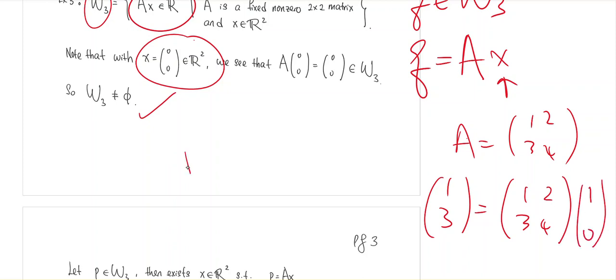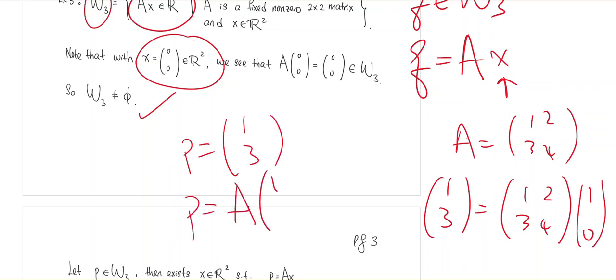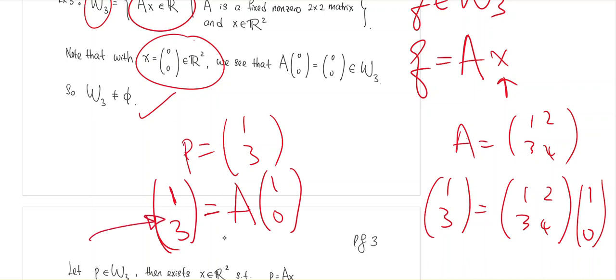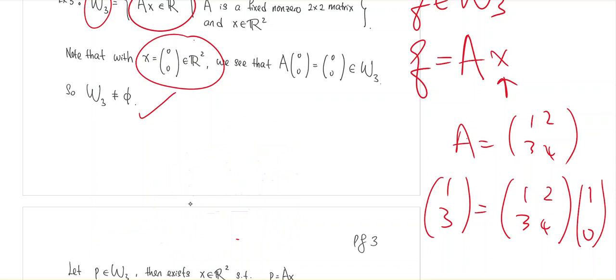So if you say that P is (1, 3), then P is in the form of A x, where x is (1, 0). So you can see (1, 3) and (1, 0). If you say that you have a P in W3, then your P will equal A of something. That something is what we call x. All right, that's how you read the set.